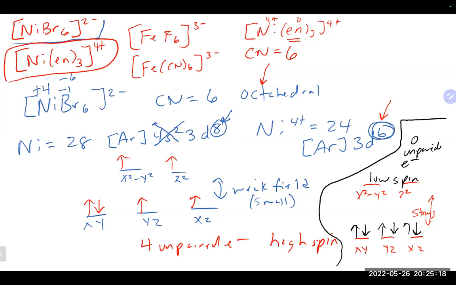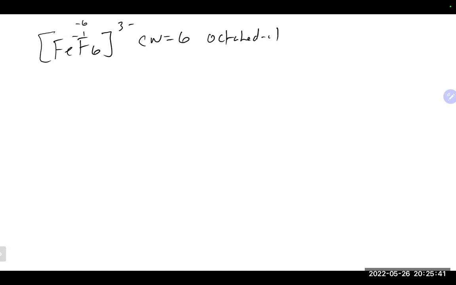Okay, so let's take a look just real quick at the FeF6 one there. So we have FeF6, and it was, I believe, 3 minus. And in this case, we got a coordination number one more time of 6, which is going to give us our octahedral. This is -1, and there's 6 of them, which means in this case, our iron is +3.